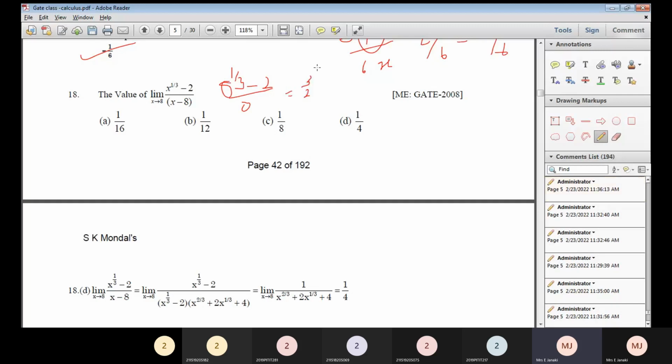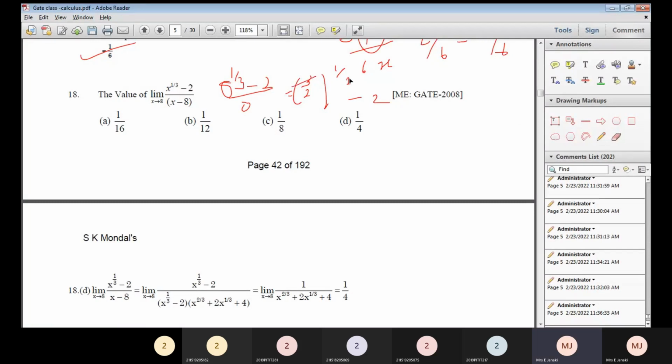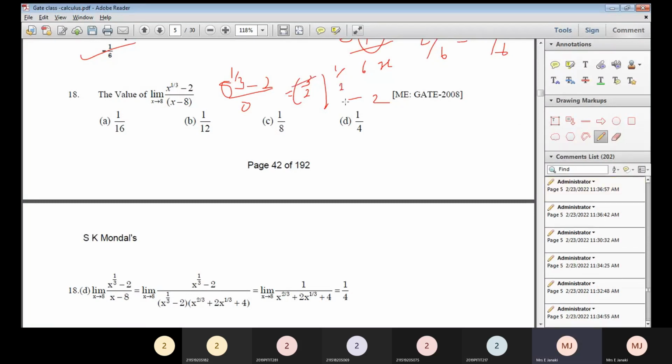2 power 3 whole power 1 by 3. The power here is 1 by 3, not 1 by 2. So this 3 and this 3 get cancelled, and we are having 2 minus 2.